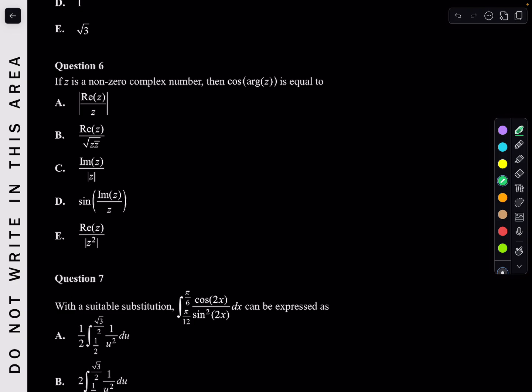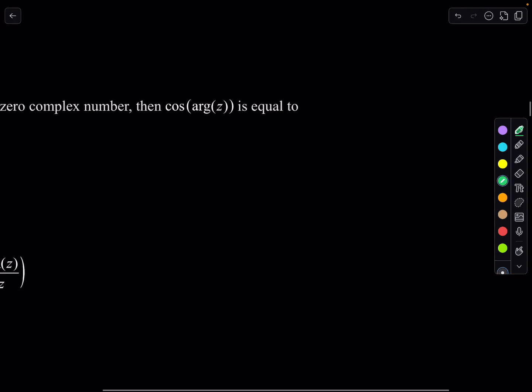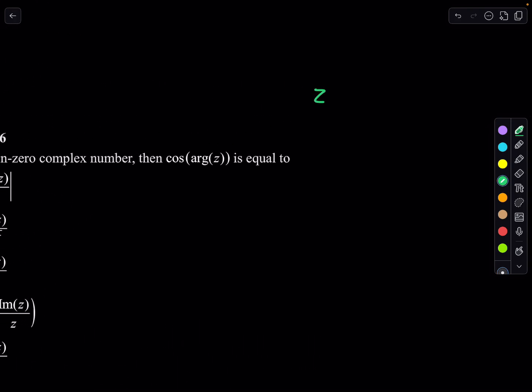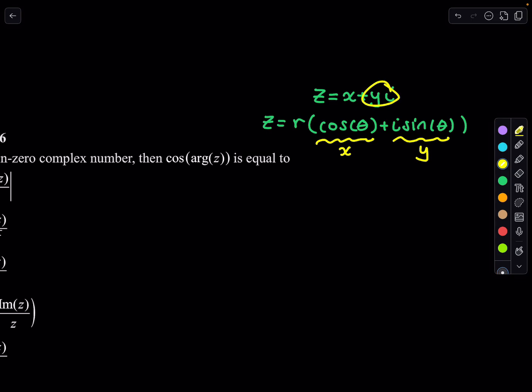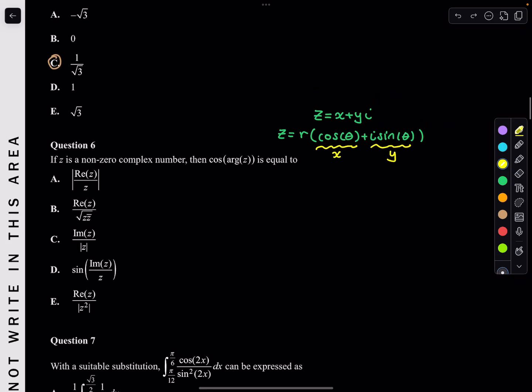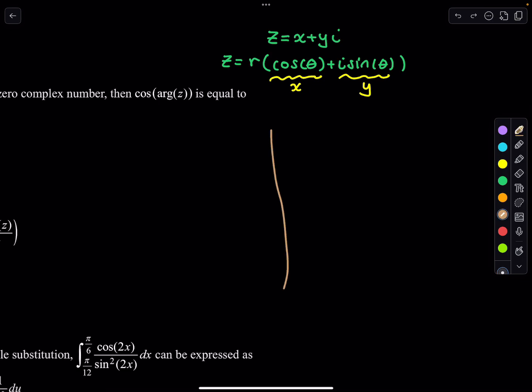If z is a non-zero complex number, then cos of the argument of z is equal to what? Let me explain this very easily. Think of it like this. Imagine z is x plus yi. Let's consider x plus yi as a complex number, which we can rewrite as r of cosine theta plus i sine theta. This part over here is just the same as x, and this is your y, which is that part there. Yep, that makes sense. So let's actually draw this in a plane, like an Argand diagram, to represent what's happening here.